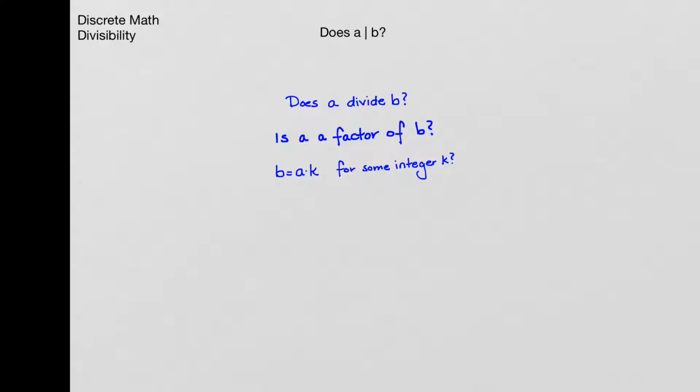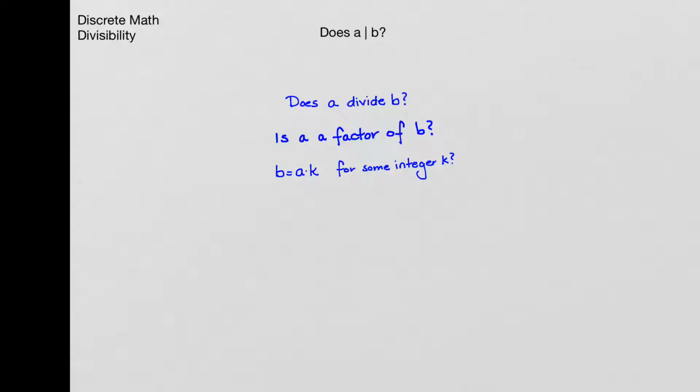Here I have a question. Does A divide B? There's a few different ways that I can phrase this question. Does A divide B, written out in words? Is A a factor of B? And is it true that B equals A times K for some integer K? And it's this last one that I'm actually going to use to analyze this type of statement.